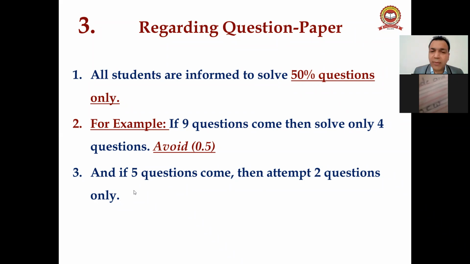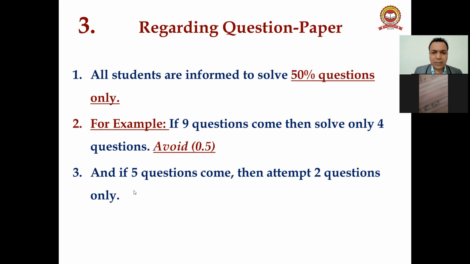Because you have to give 7 papers, right? Among the 7 papers, 3 papers are of 100 marks, meaning 70 marks. 3 papers would come with 9 questions, and in 9 questions you have to attempt 4. The rest of the papers, your 4th, 5th, 6th, 7th paper, 5 questions would come, and out of 5 questions you have to attempt 2 questions, right?